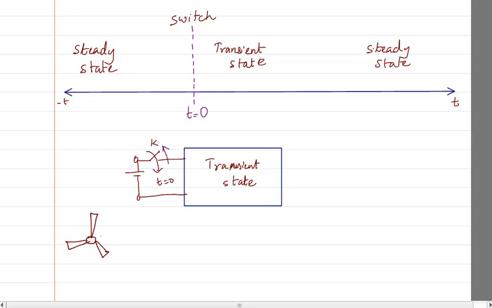Okay, so this is the steady state. And then at some time t equal to 0, you switch on the fan. That means you have come home and you switch on the fan. As soon as you switch on the fan, does the fan immediately attain full speed? No, it will slowly start to rotate, isn't it?